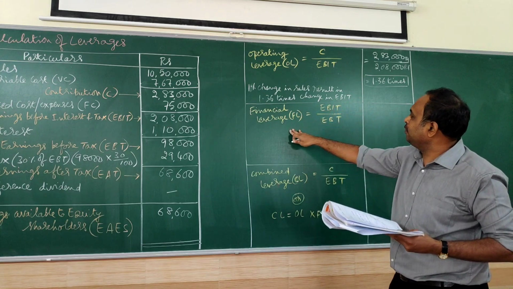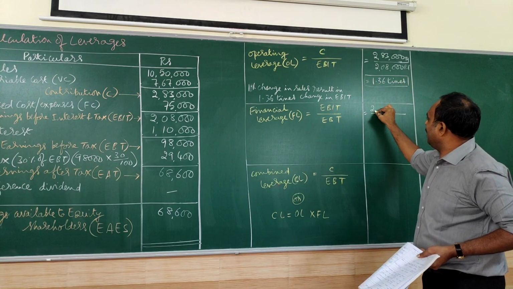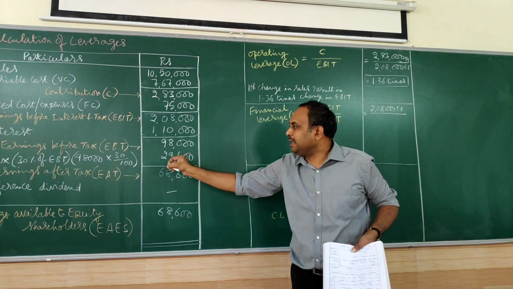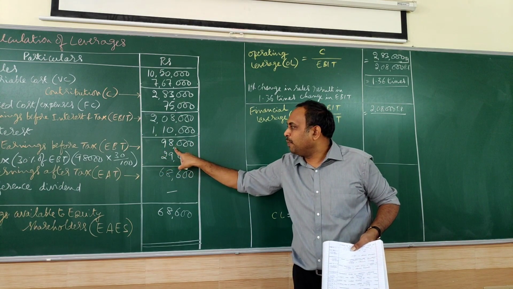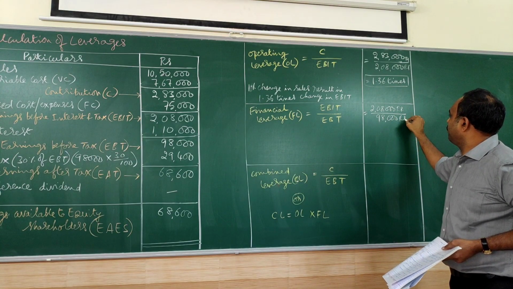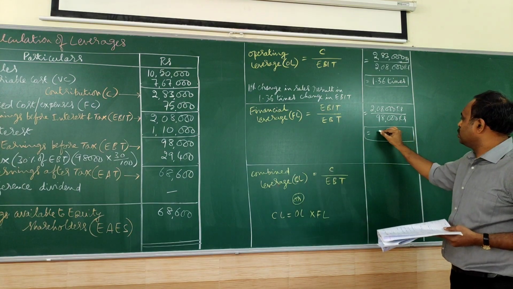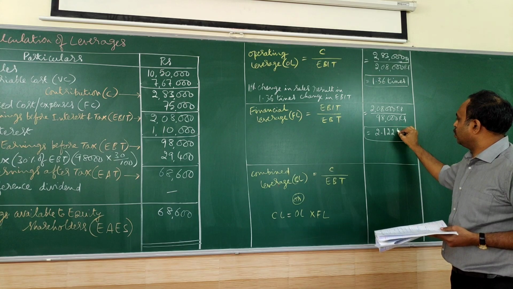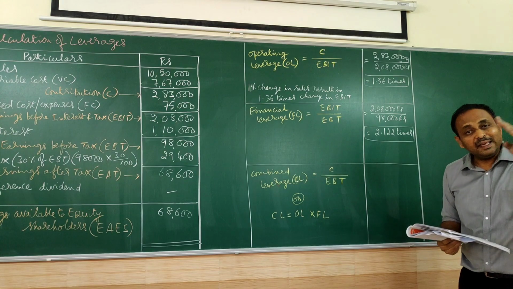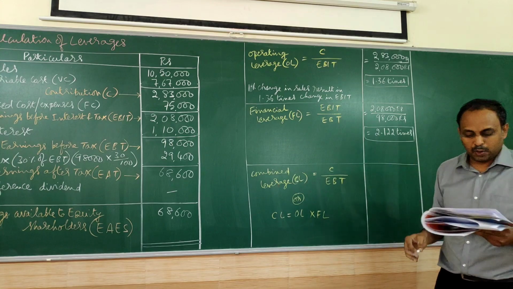Next, financial leverage, EBIT divided by EBT. EBIT already we have 2,08,000. EBT is earnings before tax 98,000. So if we divide, we are going to get a value here as 2.122 times. So here again times, not in percentage. So what is the significance of this? We are going to understand here.